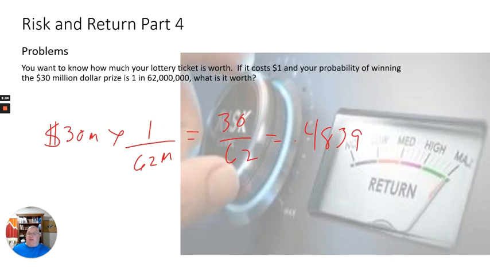If it's got a $30 million prize and only 1 in 62 million odds, remember it's the probability times the outcome. When you multiply that across, you end up with 30 million divided by 62 million. And you find out that in this case, the $1 lottery ticket is worth 48.39 cents. So as usual, it is a lousy investment. But I still play sometimes when it gets really big.